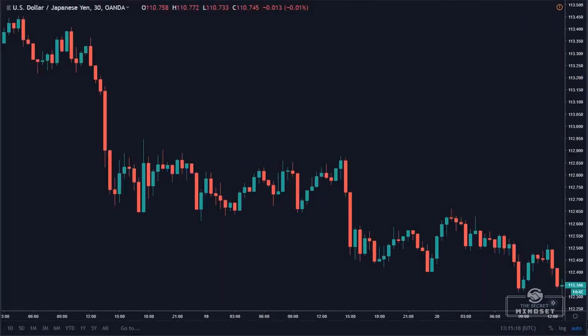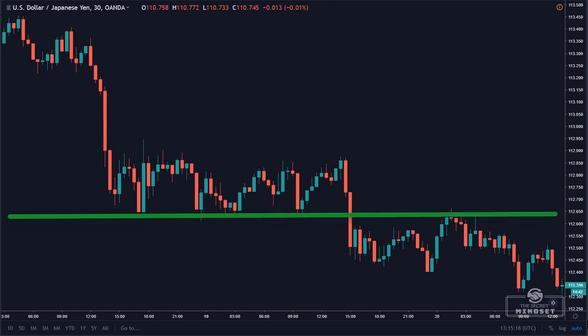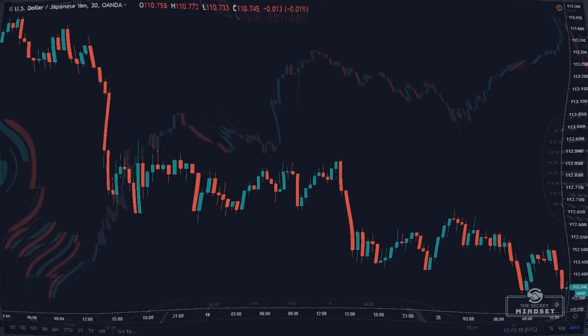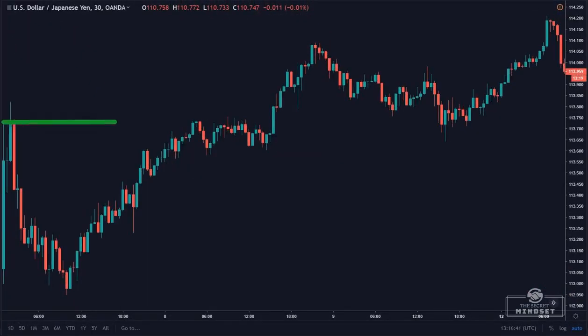This chart shows a classic example where a resistance level held at point A was broken at point B and then held cleanly as support on a retest at point C. This chart shows another example where previous support was broken but then held as resistance on the next retest.